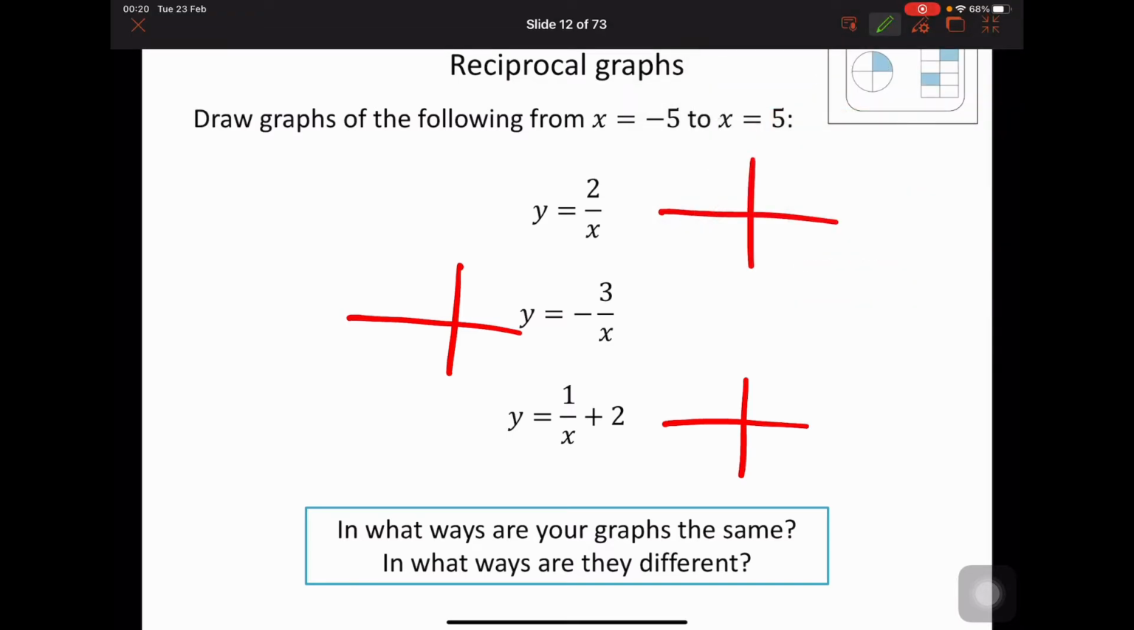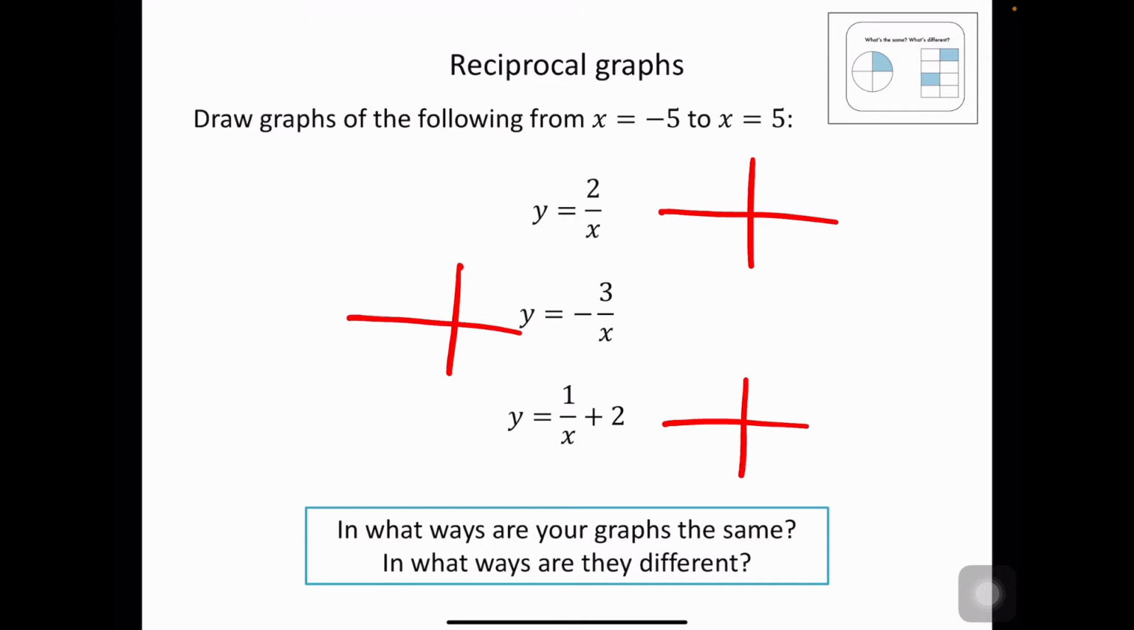Here we have 2 over x, so it's roughly going to be something like this. Now, because of this negative sign, the graph of negative 3 over x would look something like this. So notice the two curves are on the two other quadrants to the first one.